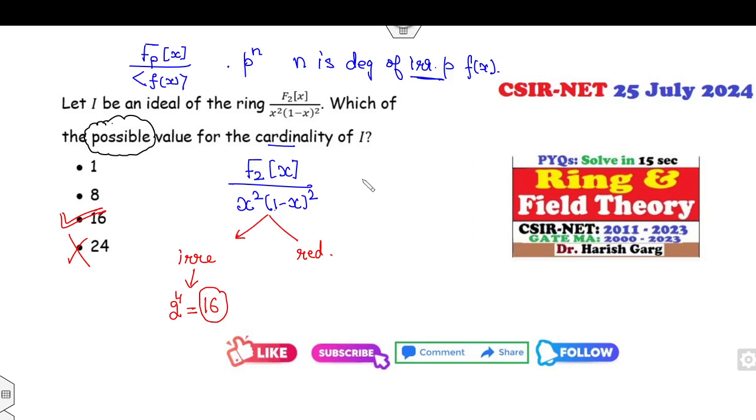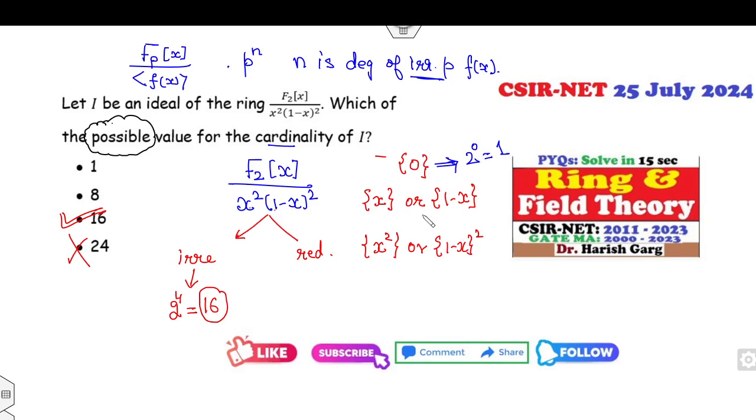Then what are the possible ways? Either it will be 0, that is trivial, or you can write it as a factor of x squared, either the factor is x or x squared. Fine. Or you can factor as 1 minus x, (1 minus x) squared. Fine. Now you can check about that. If this is irreducible, then 2 raised to power 0, 1 is a possible value. In this case, the degree of this is 1.